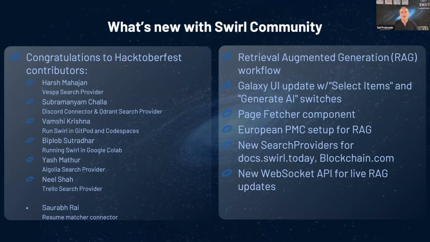Really, the main features in 3.0 are the Retrieval Augmented Generation workflow. So here, again, the ability to select a set of results or just say, go ahead with the top N, fetch those documents, and feed them into a prompt generation step. The key components that make this all happen in addition to the workflow: the Galaxy UI, which has been updated, as you'll see in a moment, with two interesting switches that let you select items and actually generate the AI response. The new page fetcher component, as mentioned.